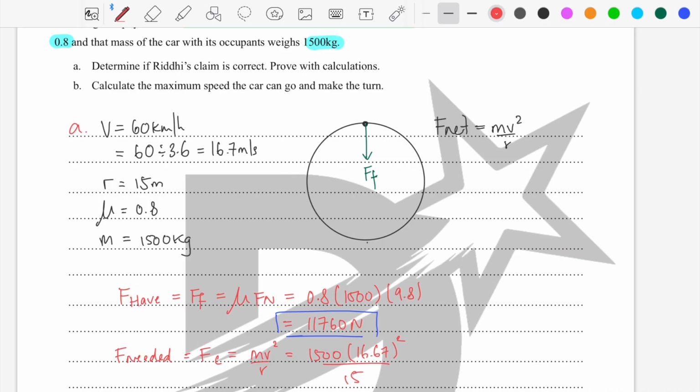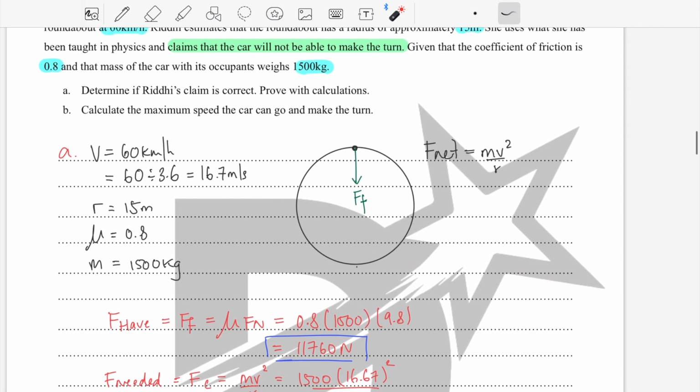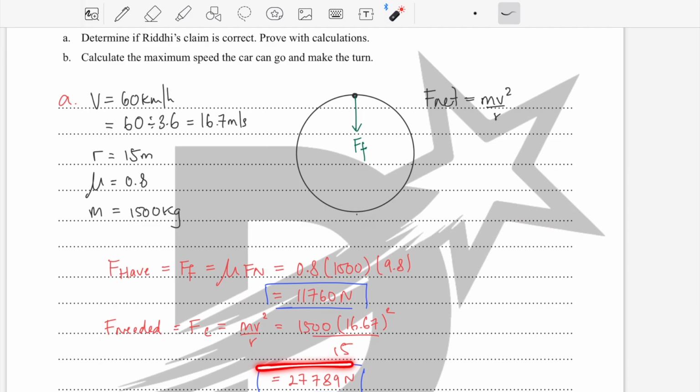When we plug in the force we need, let's check what we have. So 1,500 times 16.67 squared divided by 15. And as you can see, we have 27,789 newtons. So what this means is that if I want to travel at 60 kilometers per hour around a roundabout, which is really fast, the wheels need to be able to generate this amount of force in order to make the turn. This is how much lateral force I need to safely make that turn, correct?